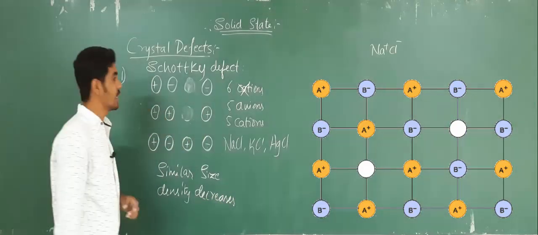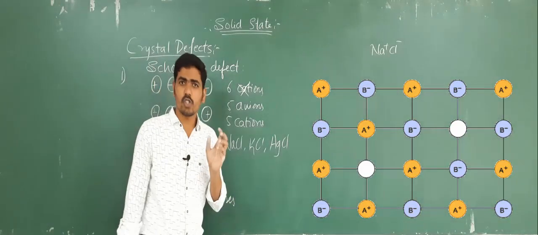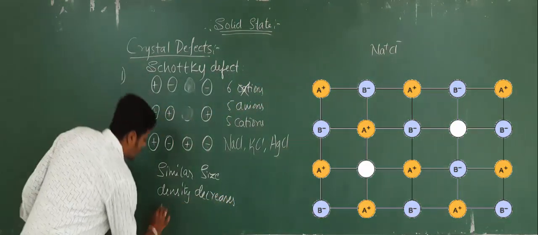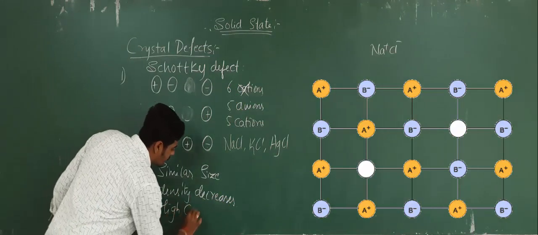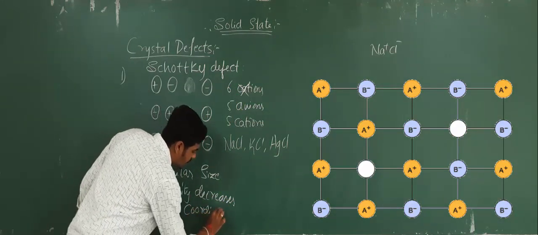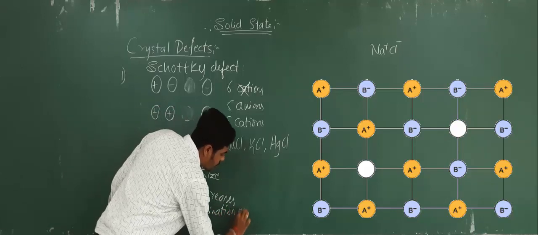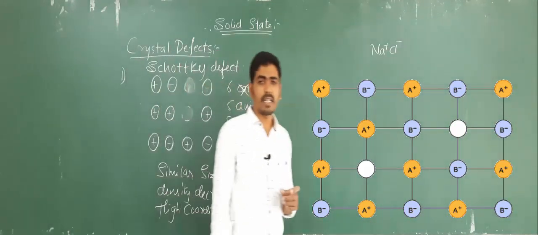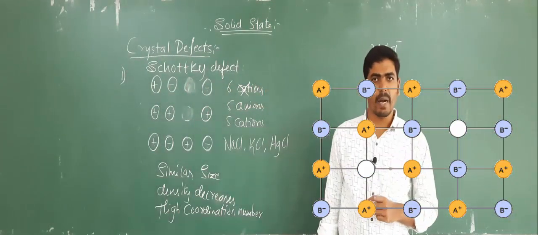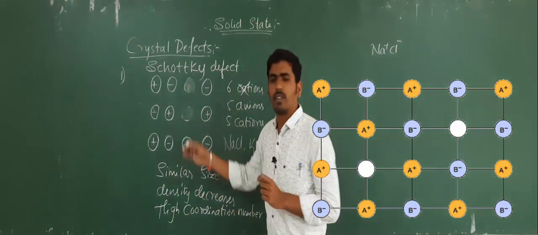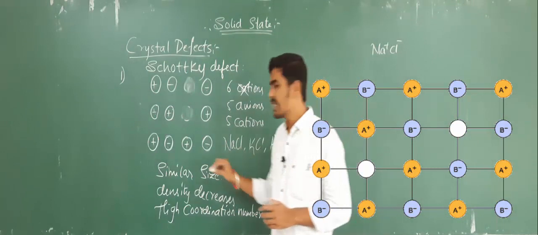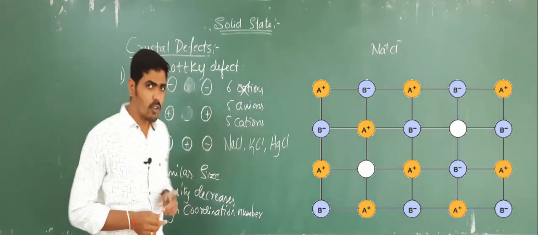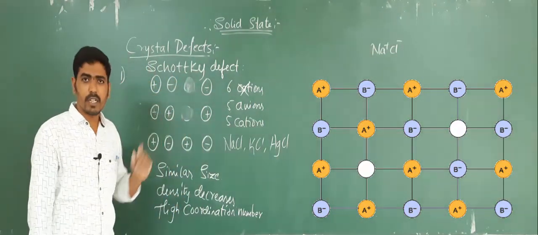And another important thing is, this defect is shown by crystals having high coordination number. Coordination number means the number of nearest neighboring particles surrounding each constituent particle. That means when there is a huge number of particles around the constituent particle, only then will this kind of defect be observed.